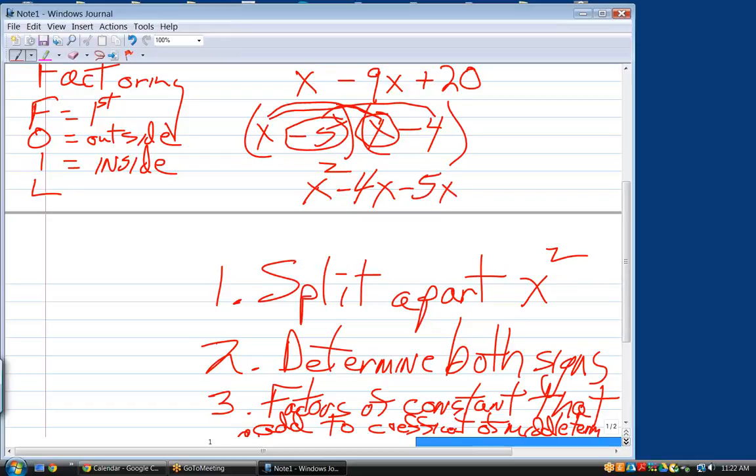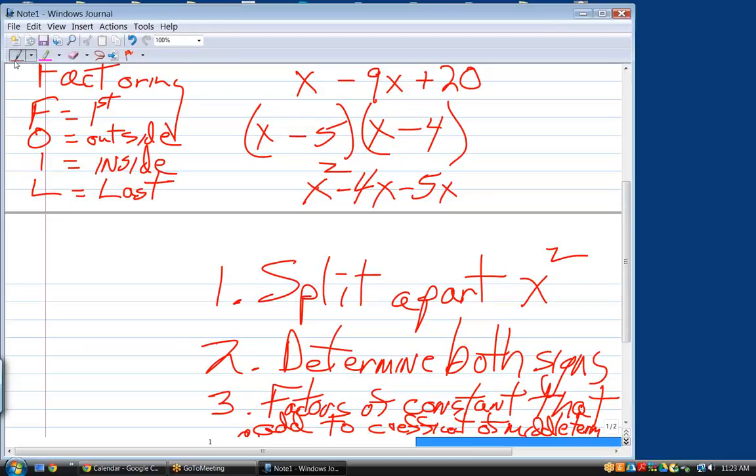And then finally, the L stands for what? L stands for last. Remember, it kind of goes with the first. In fact, these four kind of go together. If you can remember the first two, the last two kind of come naturally. The first is the opposite of the last, and the outside is the opposite of the inside. What's the last term going to be?